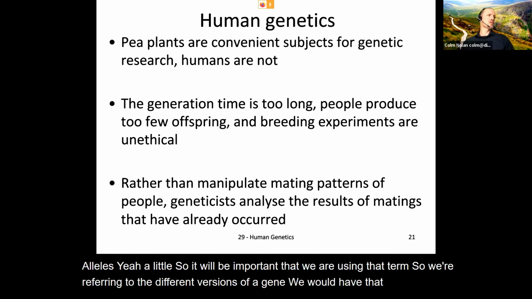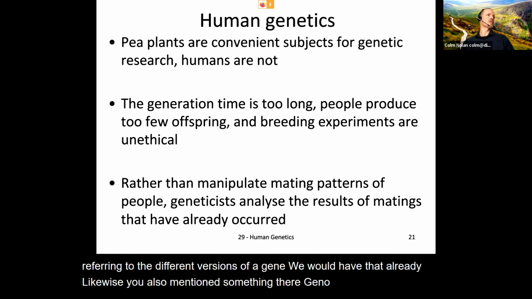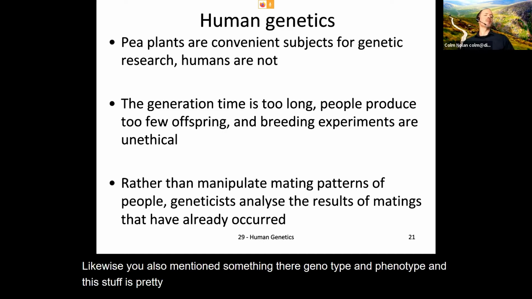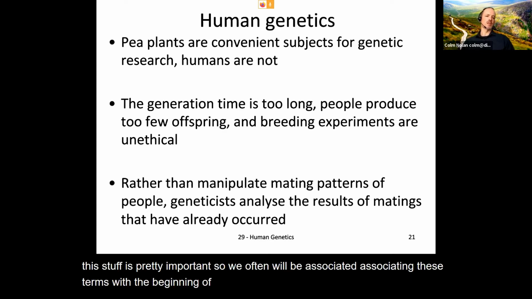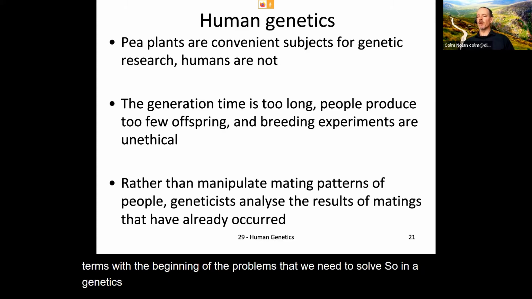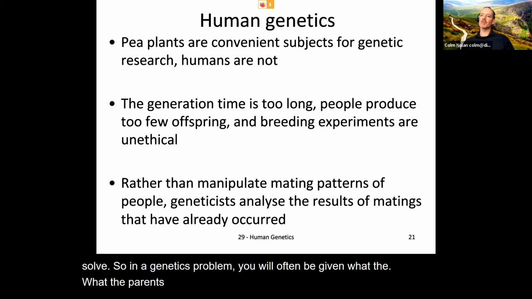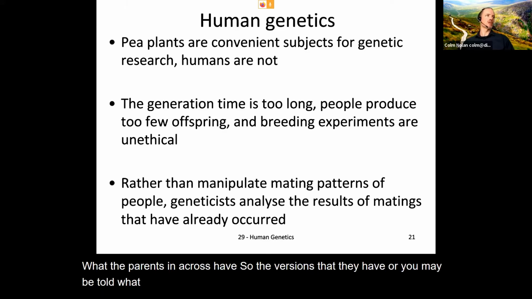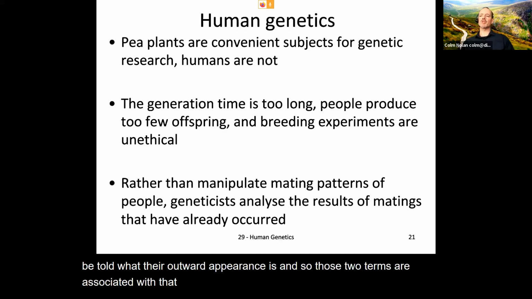Likewise, you also mentioned genotype and phenotype, and this is pretty important. We often will be associating these terms with the beginning of the problems that we need to solve. In a genetics problem, you will often be given what the parents in a cross have, so the versions that they have, or you may be told what their outward appearance is. Those two terms are associated with that. Do you know which one is which, Jawahar? Would you mind if I asked you a question on that?